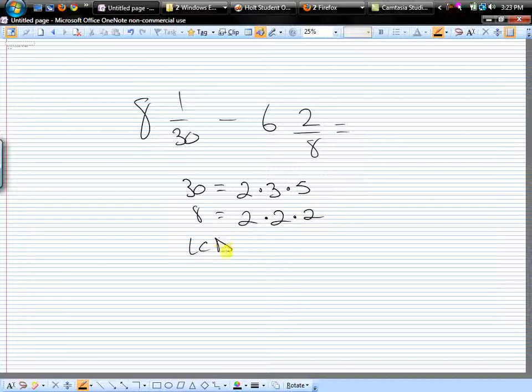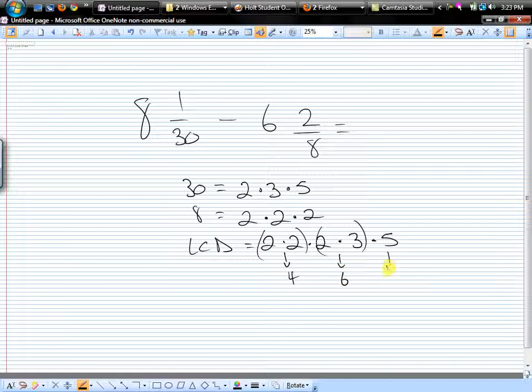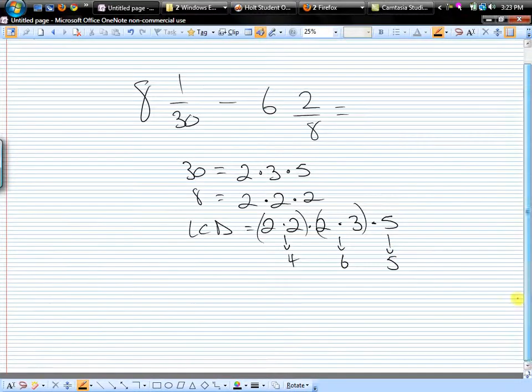Our least common denominator, or LCD, is going to be equal to 2 times 2 times 2 times 3 times 5. If we group our multiplication, we see that we have 4 times 6 times 5. I am going to group 4 and 5 and multiply that and get 20, and do 20 times 6 and get 120. 120 is going to be our new denominator.